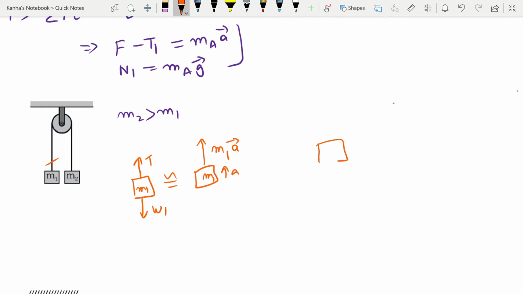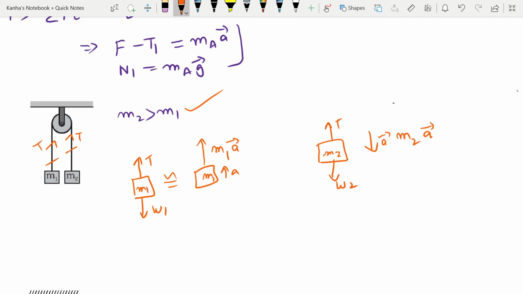Similarly, for the mass M2, there is only one contact here, so there is a tension force here. Then for this mass I have a weight W2. Sorry, it is moving down, because it is said that M2 is greater than M1, so it's going down with an acceleration A and force M2A.